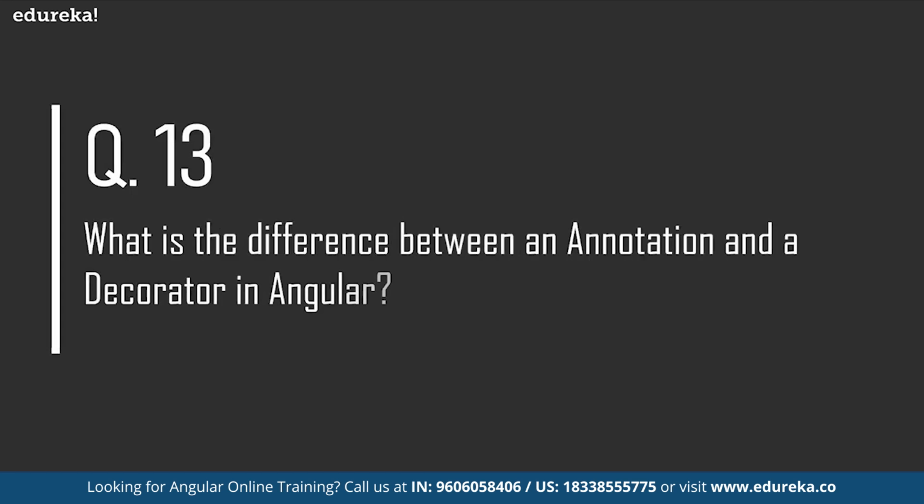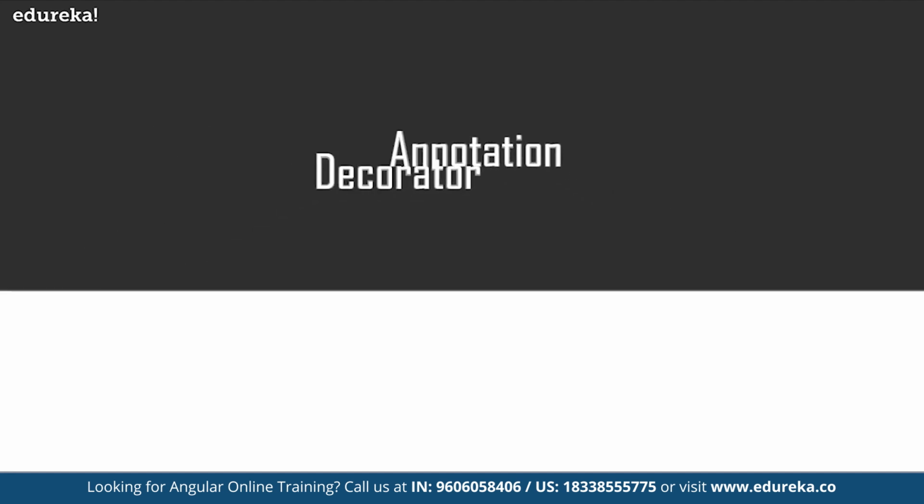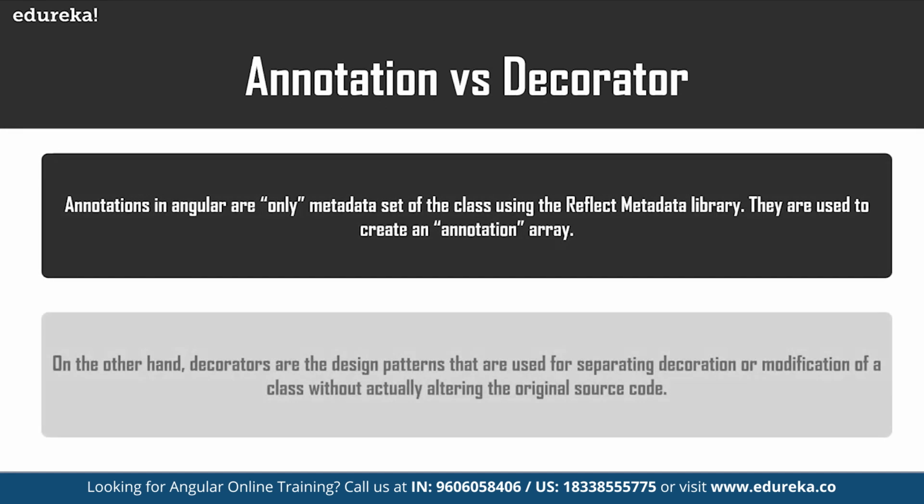Moving on to question number 13, and that is annotations versus decorators. So what is the difference between an annotation and a decorator in Angular? So in Angular, annotations are only metadata set on the class using the reflect metadata library. They are used to create an annotation array. On the other hand, decorators are the design patterns that are used for separating decorations or modifications of a class without actually altering the original source code. So that was annotations and decorators.